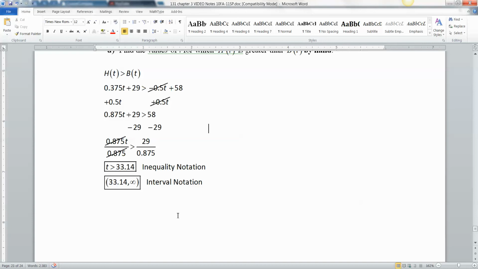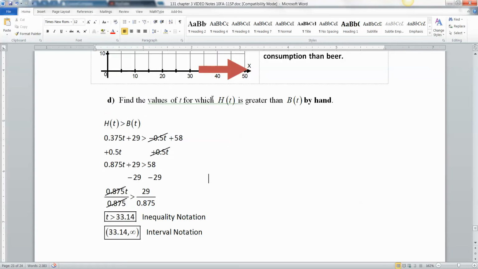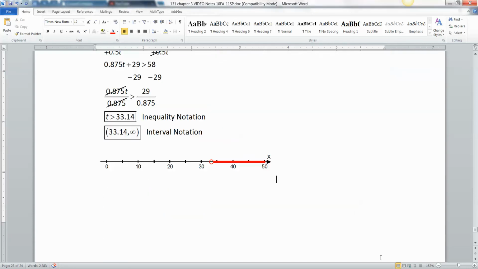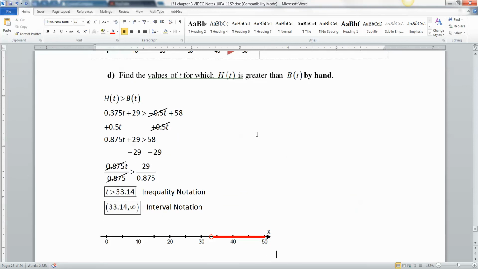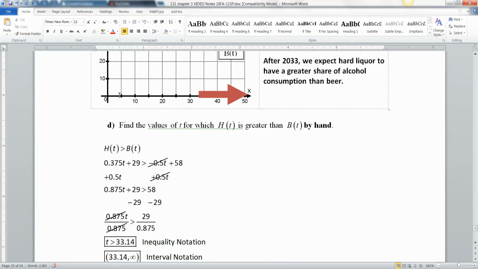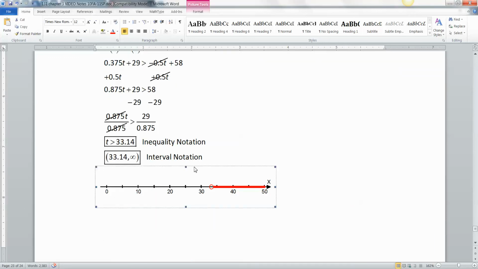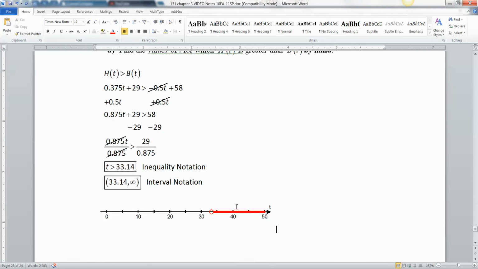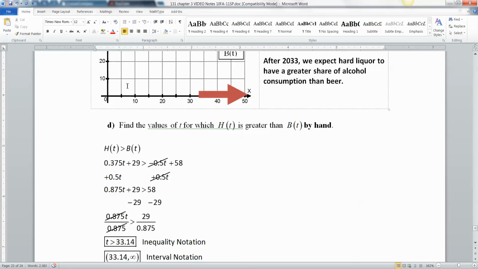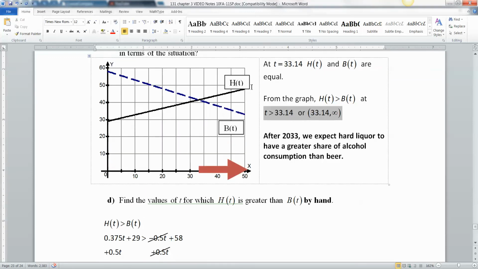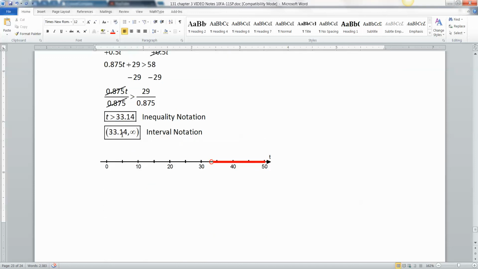And if you like, let me go grab a picture of the number line there. Hold on. There we go. So you can see it's kind of a replica of that number line. The x-axis is a number line. You don't need to have the second dimension of the y-axis for this. All I'm really asking about is, hey, what values on the x-axis, or in this case, to be honest, it's the t-axis. Let me change that. There we go. So it's the t-axis. So it's saying, hey, what values on that axis is the hard liquor higher up, bigger than the beer? And it's from 33.14 on.